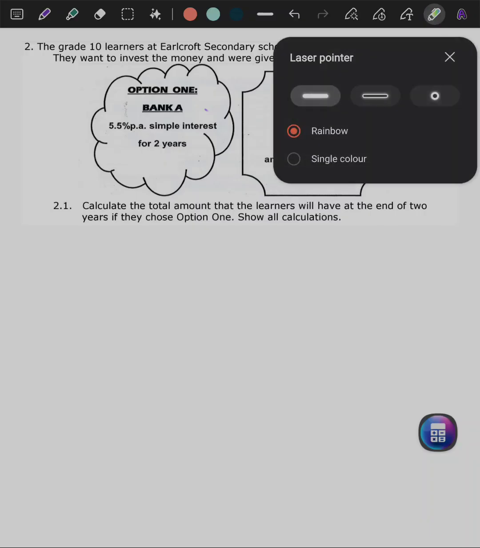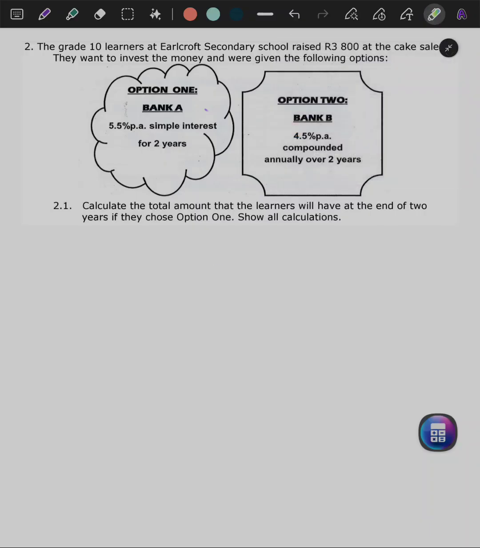So in this case, they tell us that for option A, we have 5.5% per annum. PA means per annum, meaning per year, simple interest, and it's going to be for 2 years. So at the end of the 2 years, what's going to be in the account? Well, the first thing in the account is the 3,800 Rand, because they're putting it in the account and they're not telling us they're taking anything out. And the interest is going to be there. So let's look at the interest.